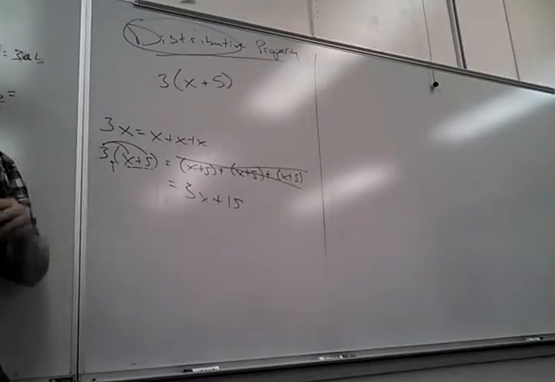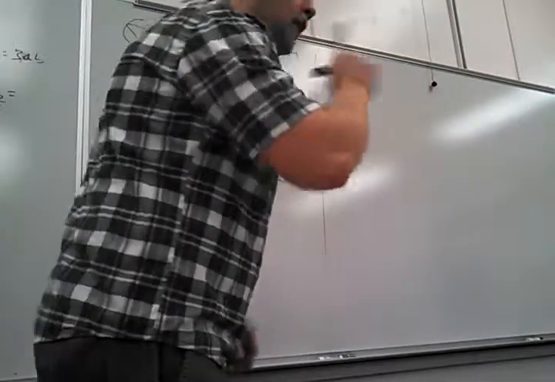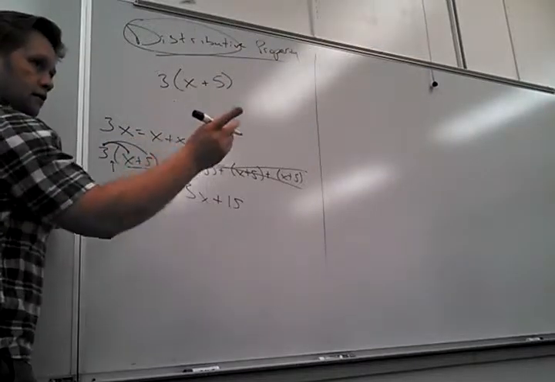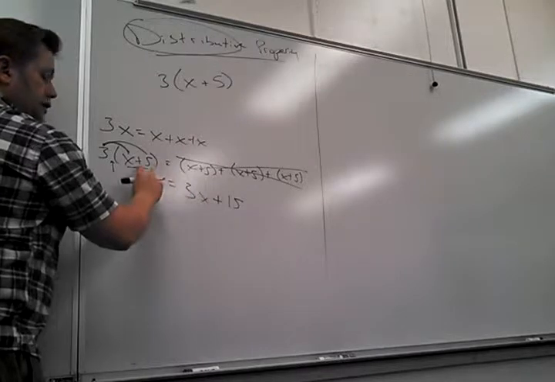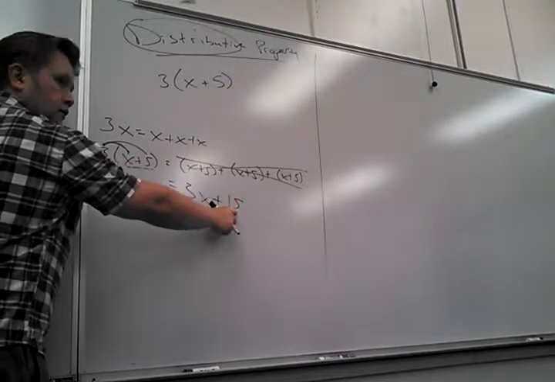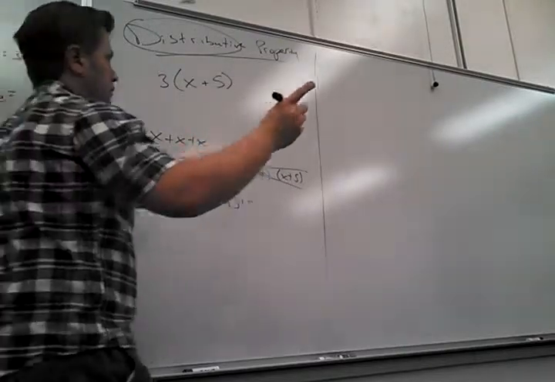Right? Would 3 times 5 be 15? Say again? 3 times 5 is 15? I love it. So what's 3 times x? 3x. Plus 3 times 5? 15. So you just distribute that number to both. Let's do another one.